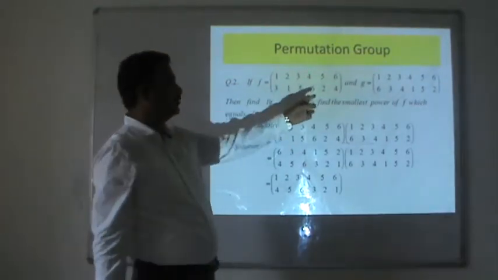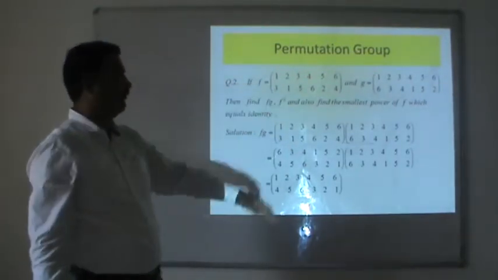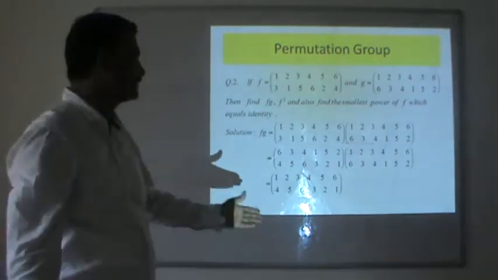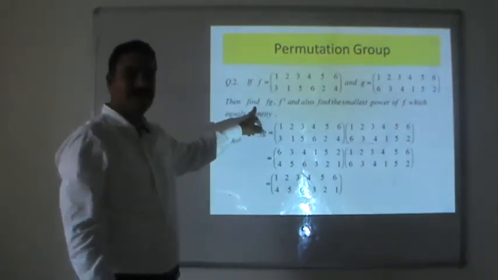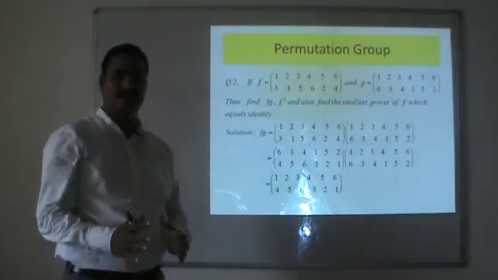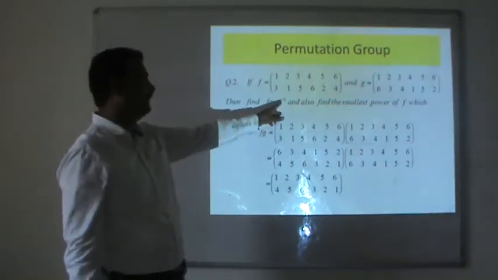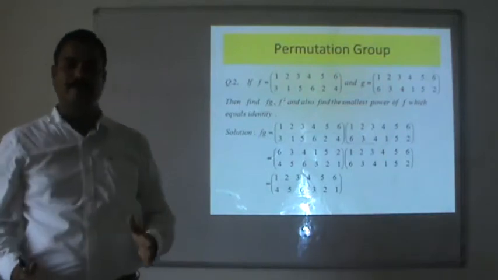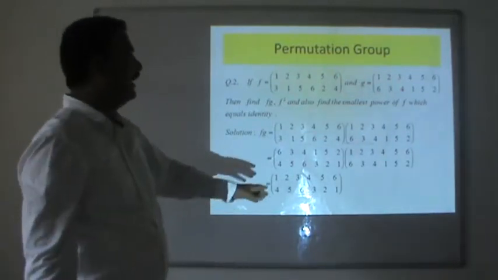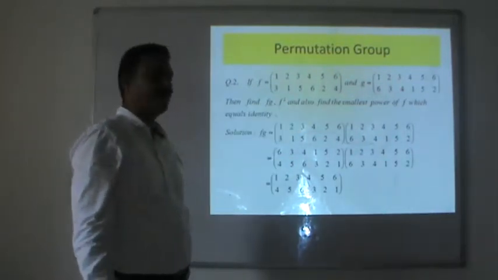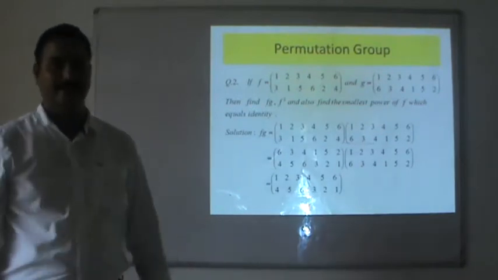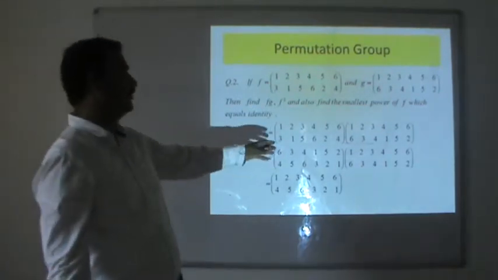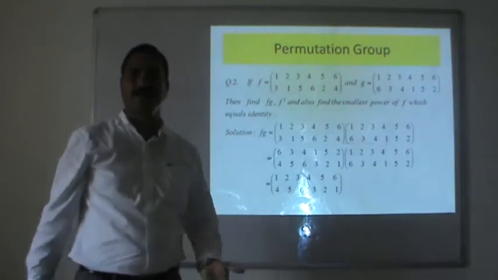If F and G are two permutations defined over a finite set which consists of 6 elements, here we have to find F of G, which is the product of two permutations, and F square, which is the product of the same permutation F twice. Also find the smallest power of F which equals identity, meaning which power we put over F so that it gives us an identity permutation.